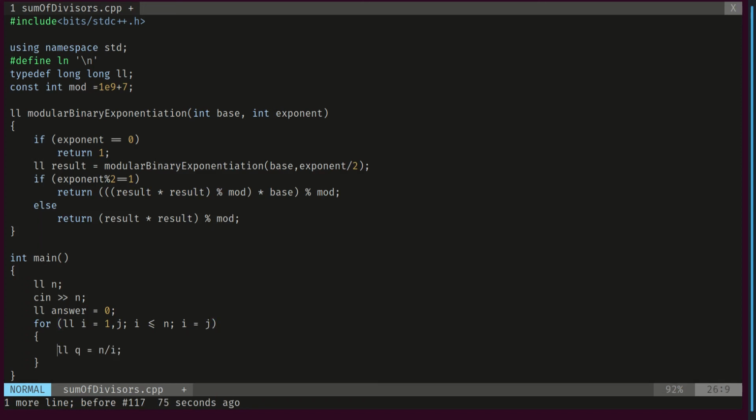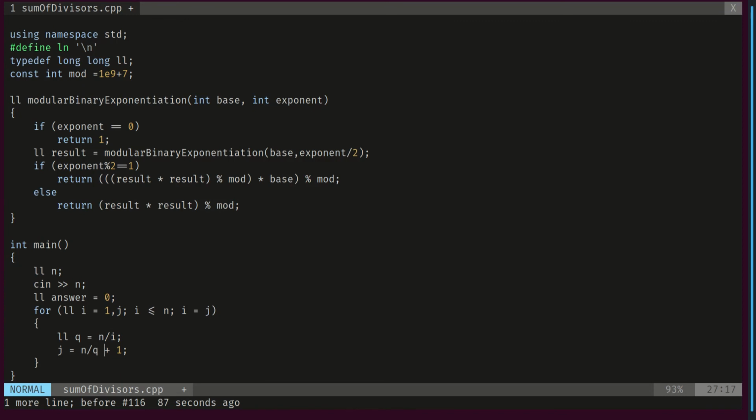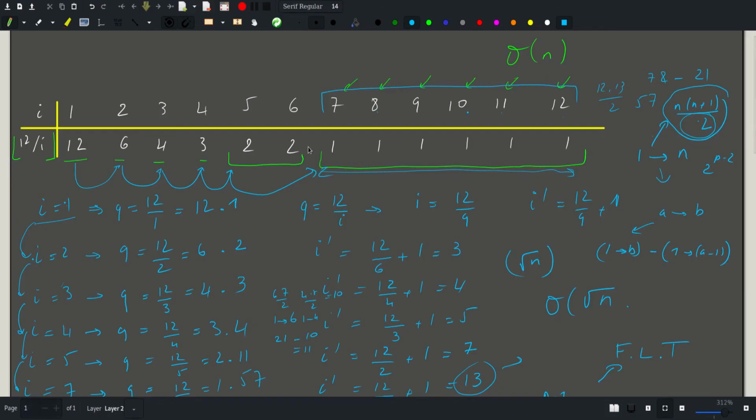So to start with, I'll calculate my quotient, which is just equal to n over i. And as we saw, the beginning of the next block is gonna be equal to n divided by q, plus 1. So what I need to calculate now is the sum of values in the blocks. So like in this example, I need to calculate the sum of these values. So I'm gonna calculate the sum of values from 1 to 12. Then I'm gonna subtract that by the sum of values from 1 to 6.